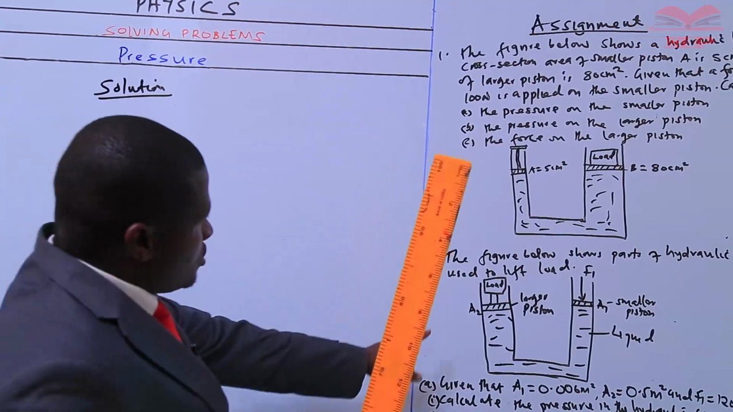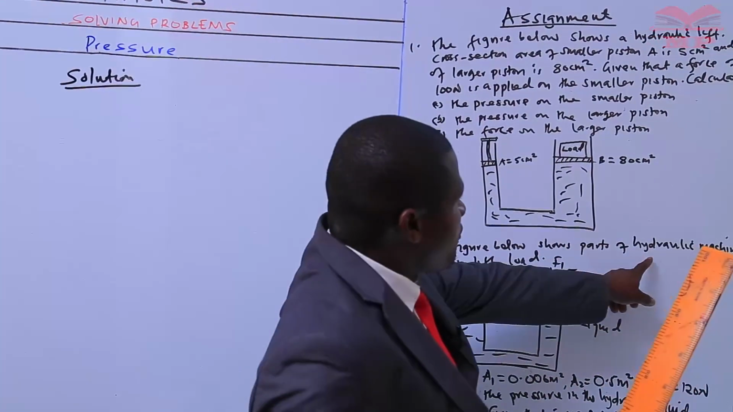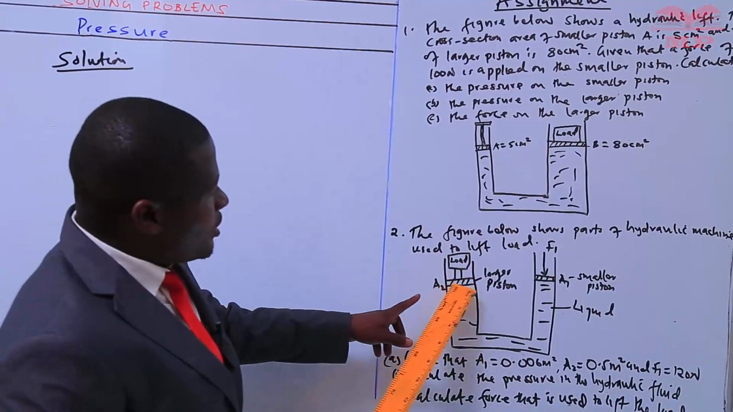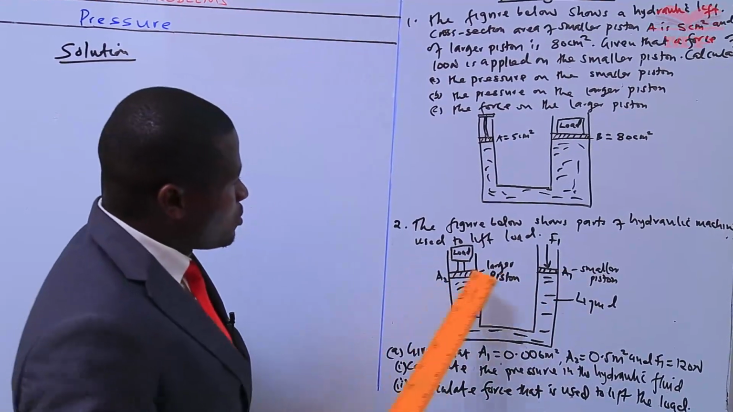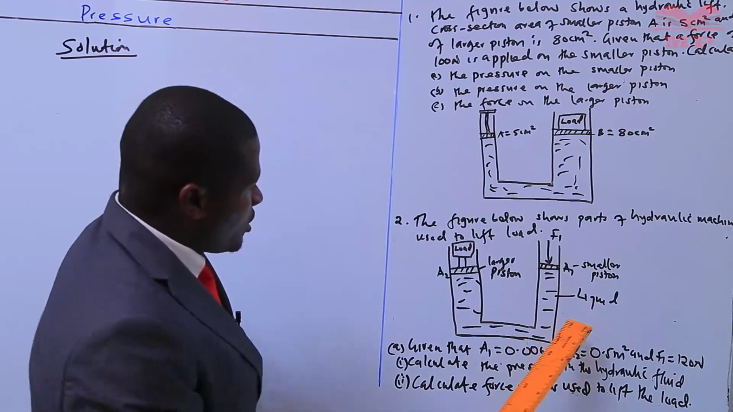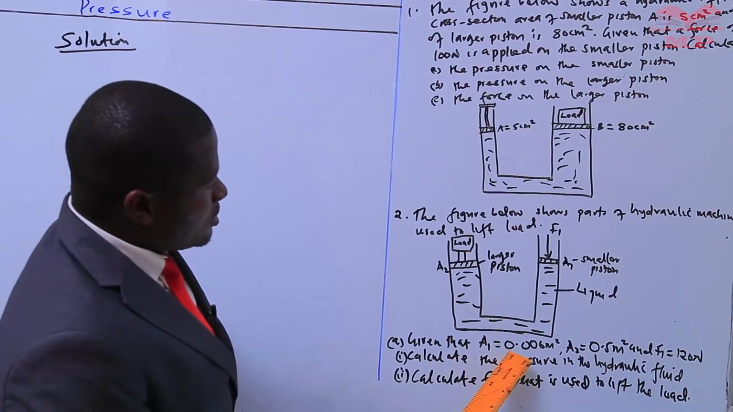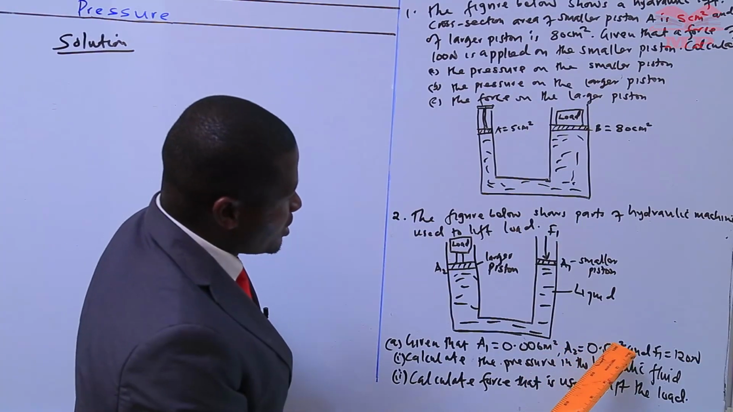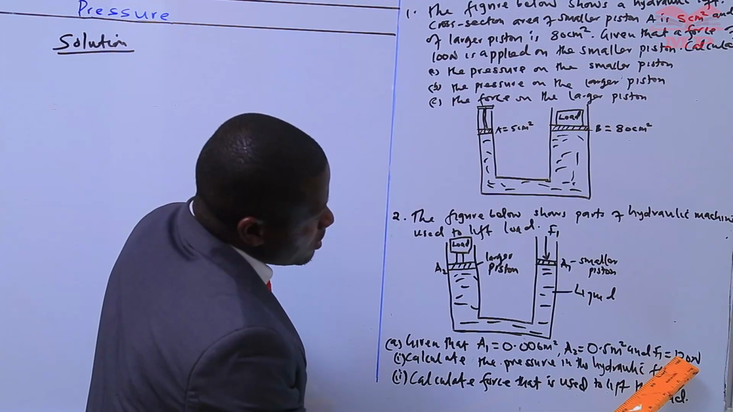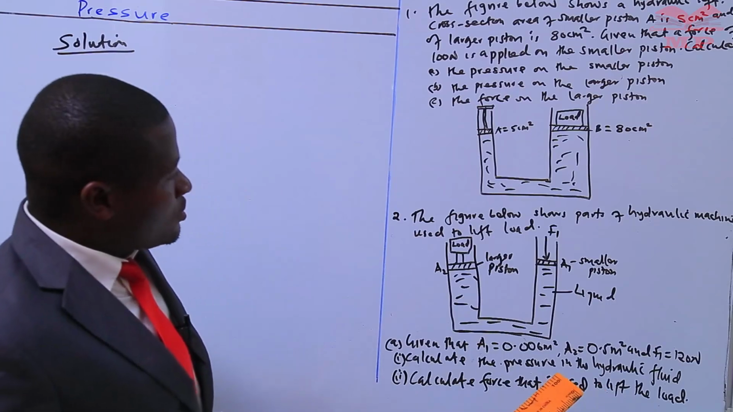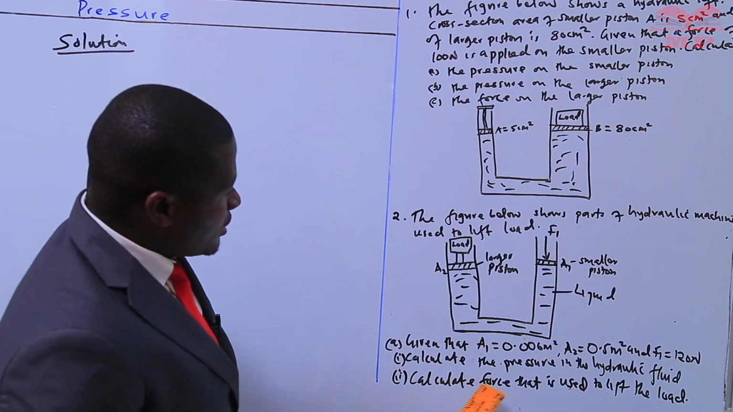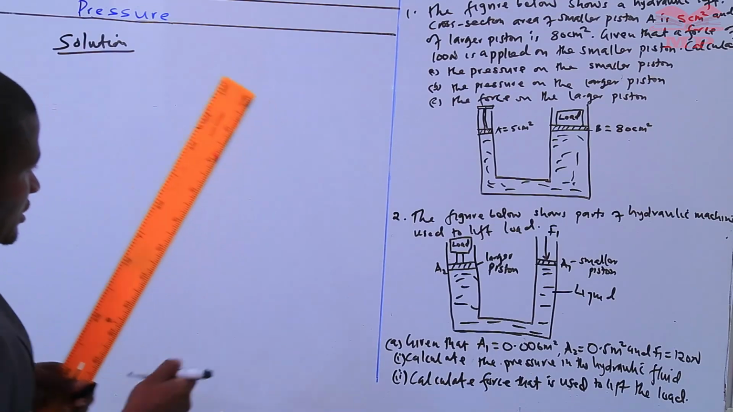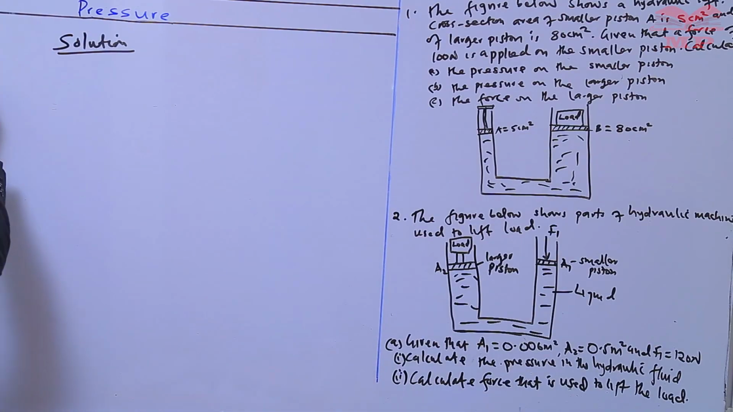Now question 2. The figure below shows part of a hydraulic machine used to lift a load. So we have a load, larger piston, smaller piston, A2, A1. Then this is liquid. Given that A1 is 0.006 meters squared, A2 is 0.5 meters squared, and F1 is 120 Newton. Calculate the pressure in the hydraulic fluid. So that is Roman 1.